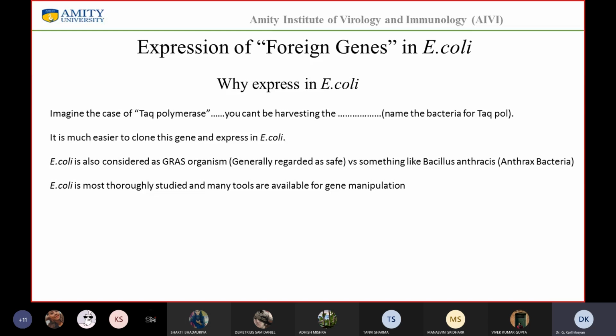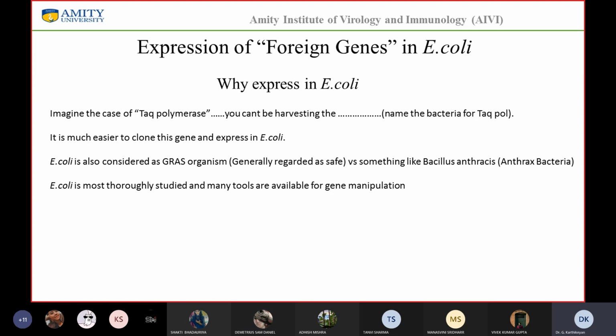So the most common thing, the first thing people attempt, is to clone it in E. coli and express it in E. coli. So the question is, why do you want to express it in E. coli? Just imagine the case of Taq polymerase. Any idea what organism this Taq polymerase comes from? Thermus aquaticus. Very good.